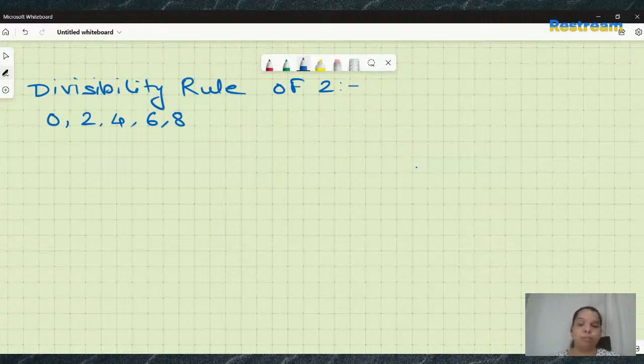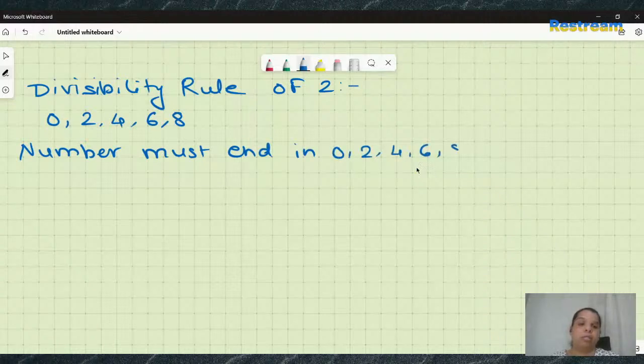Okay, so back to our rule. The divisibility rule of 2 states that if the number ends with 0, 2, 4, 6, or 8, then it is divisible by 2. That means any even number is divisible by 2. If we put this in words, we will say the number must end in 0, 2, 4, 6, or 8.